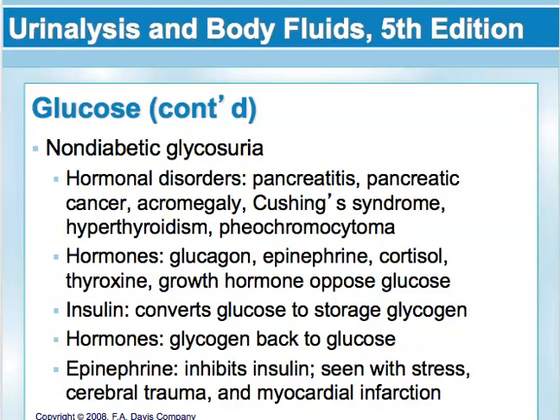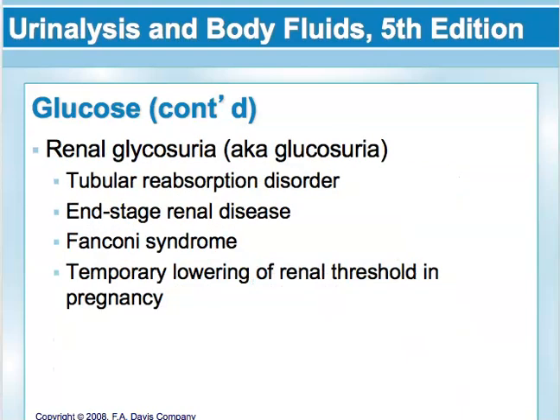So epinephrine inhibits insulin and is seen in cases of severe stress, which explains the glycosuria seen in conjunction with cerebrovascular trauma and myocardial infarction. Okay, renal glycosuria, which is also referred to as glucosuria, is glycosuria in the absence of hyperglycemia. So the patient would have an increased urine glucose but a normal plasma glucose. This is a renal tubular disorder seen in end-stage renal disease and Fanconi syndrome, and sometimes during pregnancy.